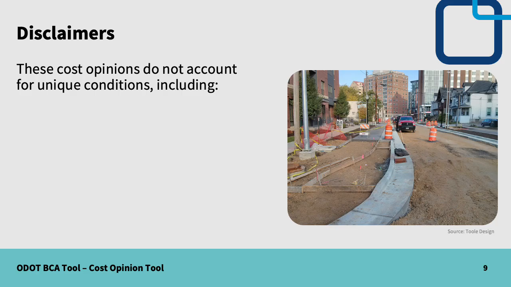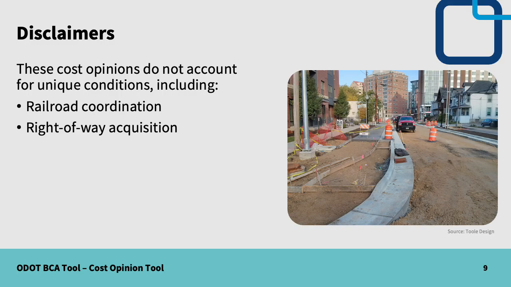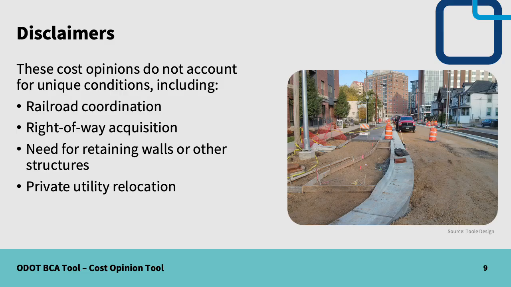These cost opinions do not account for unique conditions, including but not limited to railroad coordination, right-of-way acquisition, need for retaining walls or other structures, and private utility relocation. You can manually adjust your project costs if you have additional information about these or other unique costs. This Cost Opinion tool is not able to provide preliminary costs for these items.